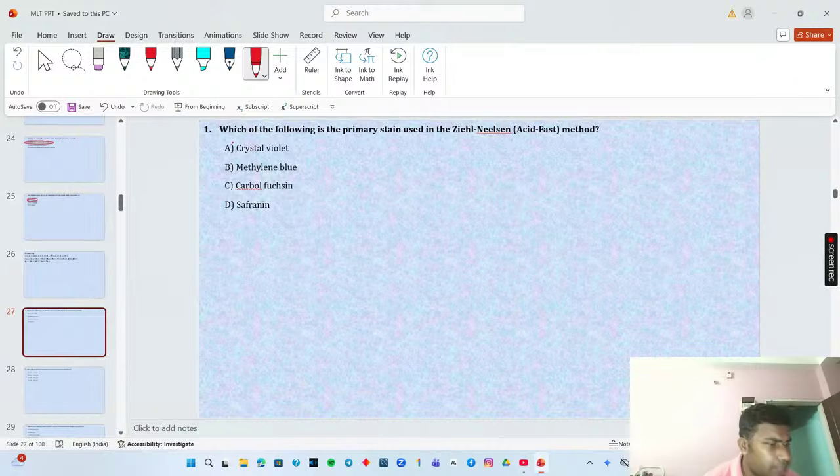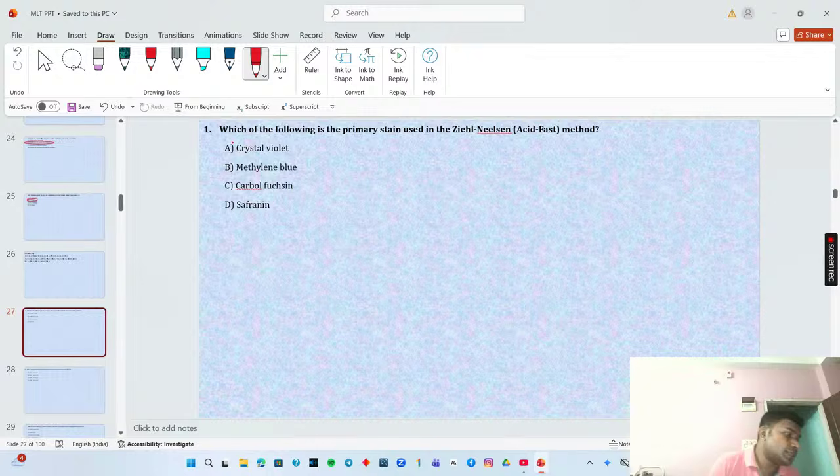So here the question is: which of the following is the primary stain used in the Ziehl-Neelsen acid-fast method? So what is the stain which is used in the acid-fast method? In acid-fast staining, carbol fuchsin is used. Carbol fuchsin stain is used in acid-fast staining. And in which bacteria is it used? It is used for Mycobacterium tuberculosis.